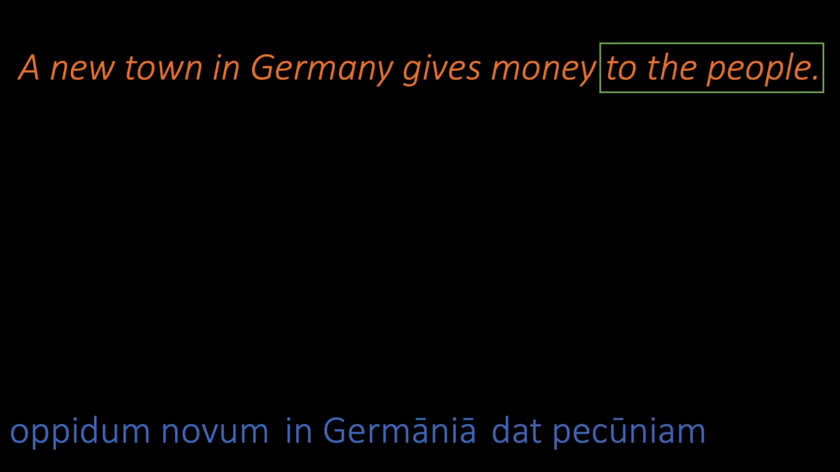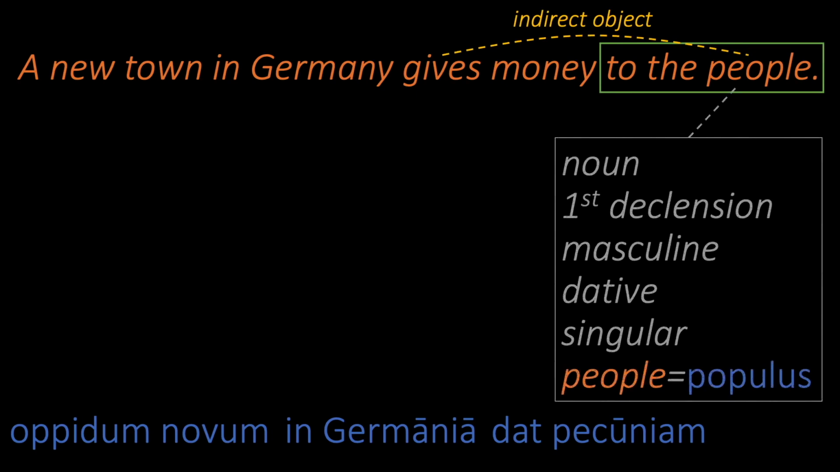Finally, we have to the people. This expresses an indirect object relation between gives and the people. The Latin base meaning people is populus. Notice the Latin word is a collective noun. That means that even though the word signifies many persons instead of one person, we keep it in the singular. So the English plural people is rendered with the Latin singular populus. But since it is the indirect object, we need the dative, which is populo. So the whole phrase to the people becomes simply populo.